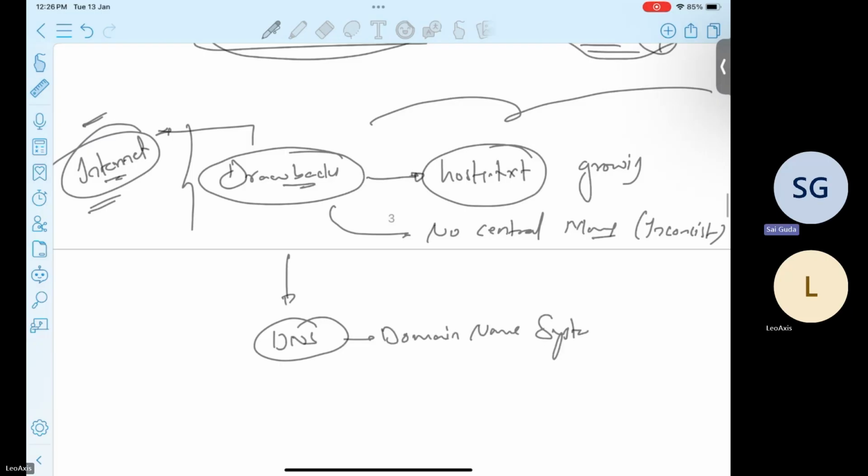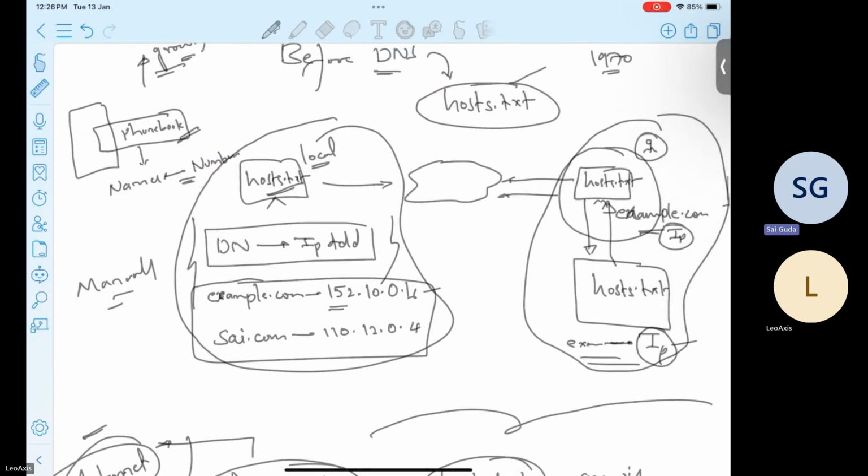I hope till here it is clear to everyone, the scenario before DNS. In the earlier days, in the 1970s, every system had its own local file, known as host.txt. In this file, we manually updated the IP addresses with respect to domain names. Whenever we search for any website like LeoAxis or Facebook, our system searches the host.txt file to get the respective IP address. After getting the IP address, it makes a request to the respective server.